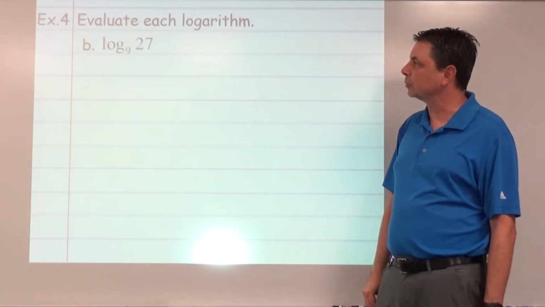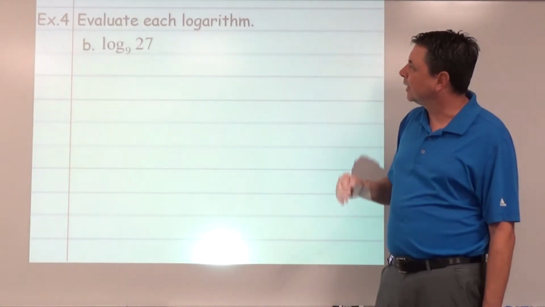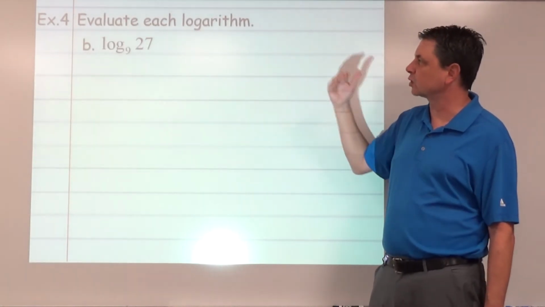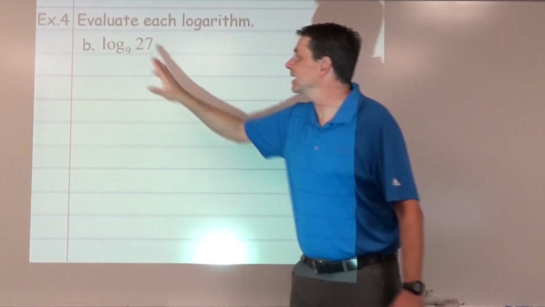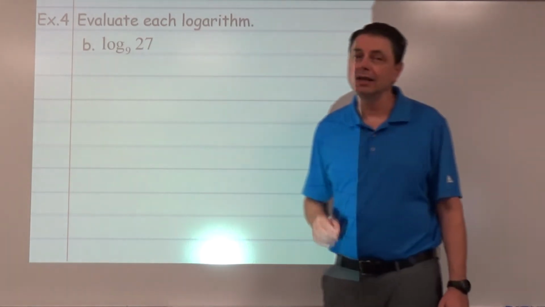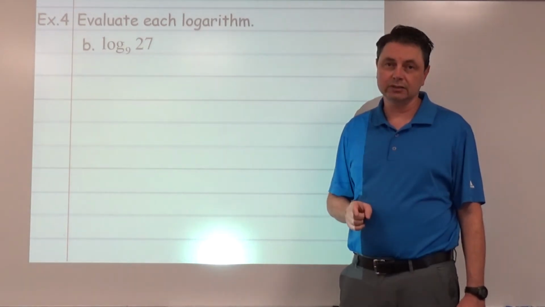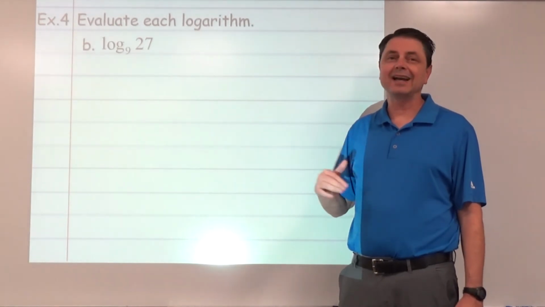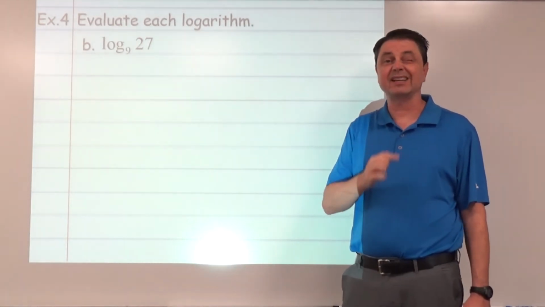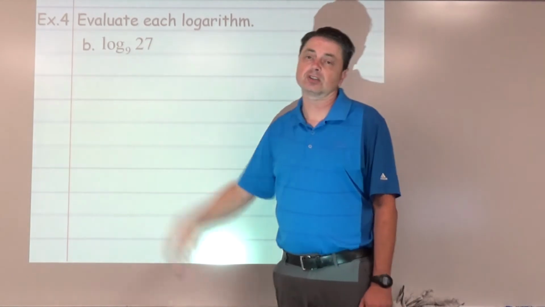Example 4, Part B. Log base 9 of 27, we're supposed to evaluate. So the question is, 9 to what power is 27? The answer is not 3. It's not 9 times 3. It's 9 to what power? 9 to the 3rd power means 9 times 9 times 9, and that's much bigger than 27.